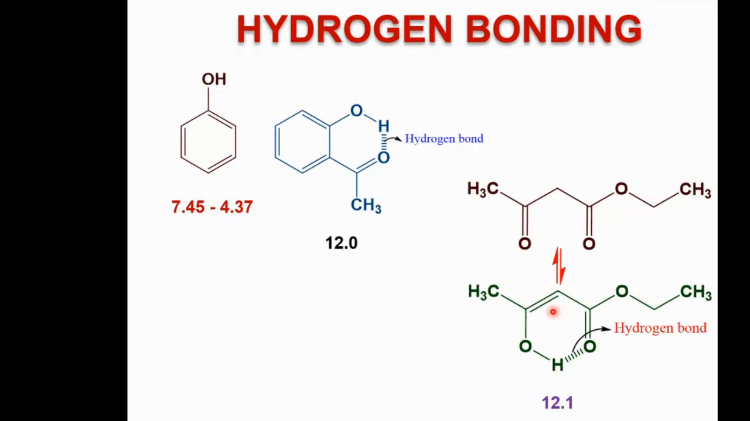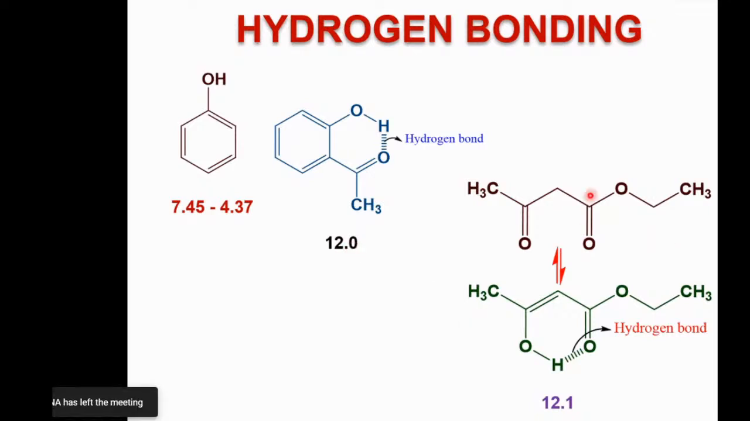Now, hydrogen bonding can also affect chemical shift. Hydrogen bonding is possible with protons attached to electronegative atoms such as oxygen, nitrogen, and so on. The chemical shift of a phenolic proton could be anywhere between 4 and 8 in this range, depending upon the concentration. Hydrogen bonding is concentration dependent, especially for intermolecular hydrogen bonding. And in this case, you have an intramolecular hydrogen bonding, and the OH proton comes to resonance at 12.